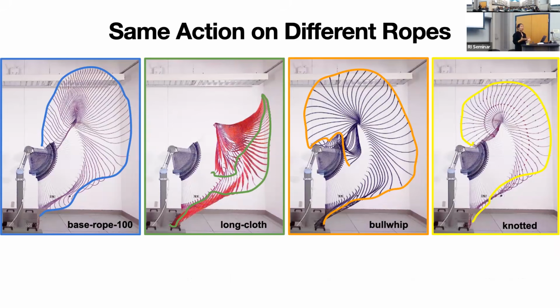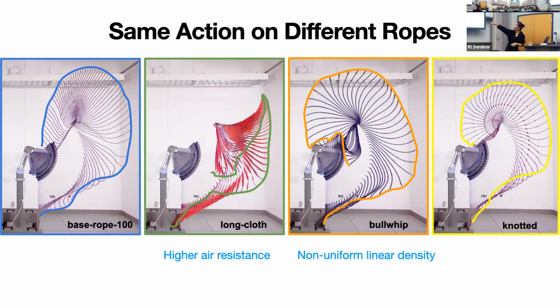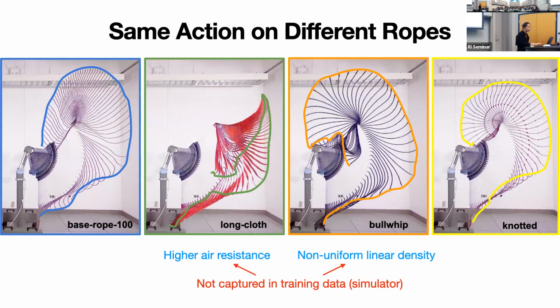To verify that hypothesis, we tested the delta dynamics model trained in simulation with a variety of ropes in the real world. For example, the second case is not really a rope, it's a long piece of cloth that has much higher air resistance when you swing it. In the third example, it's a bullwhip that is much stiffer and also has non-uniform linear density. Both of these properties cannot be captured in our simulator, and therefore really require the system to generalize based on real world observations.